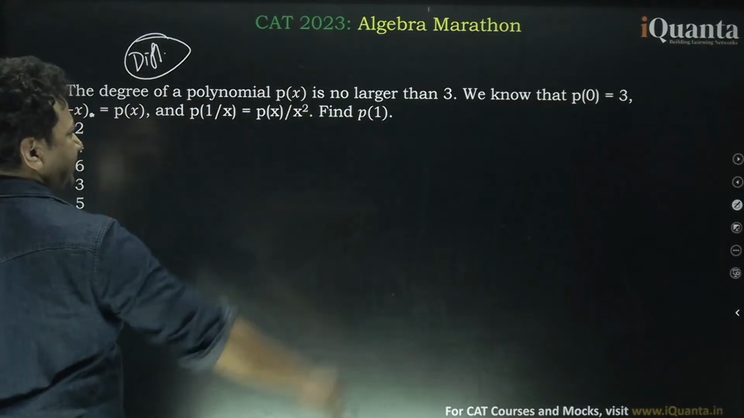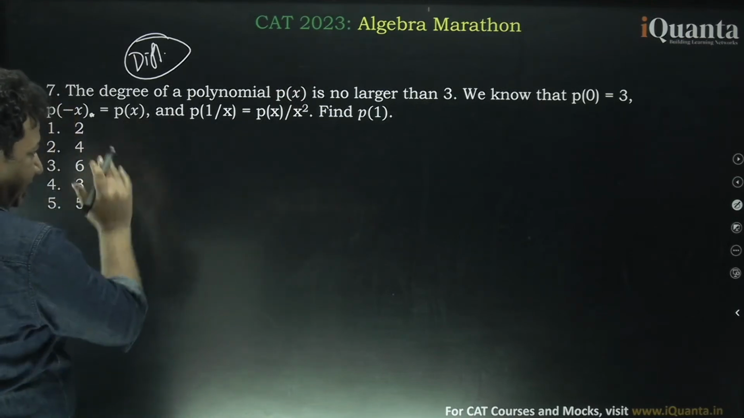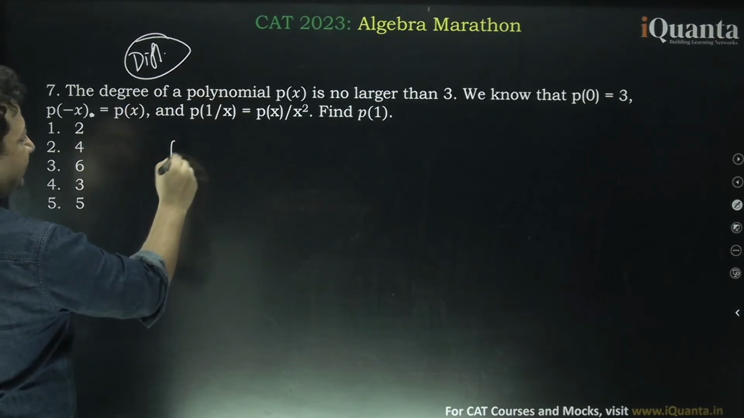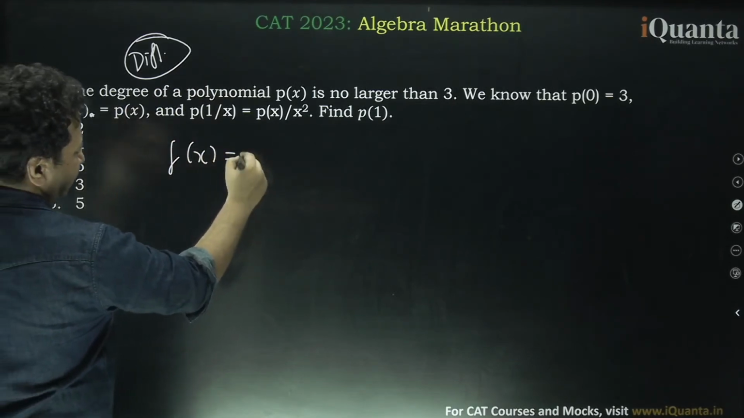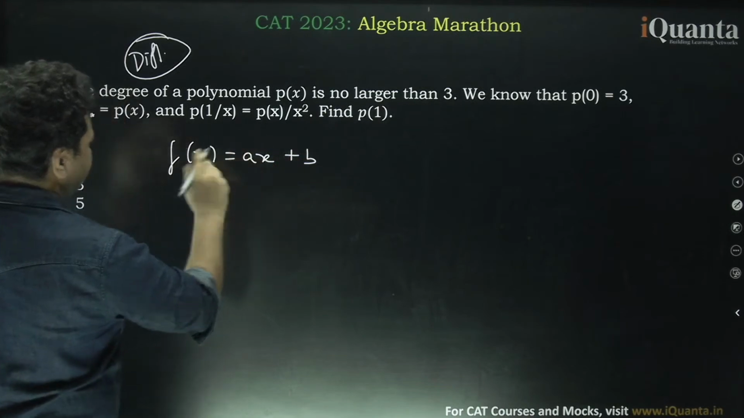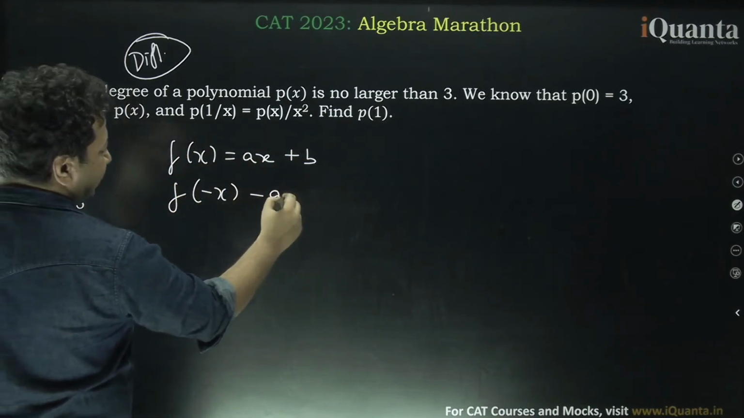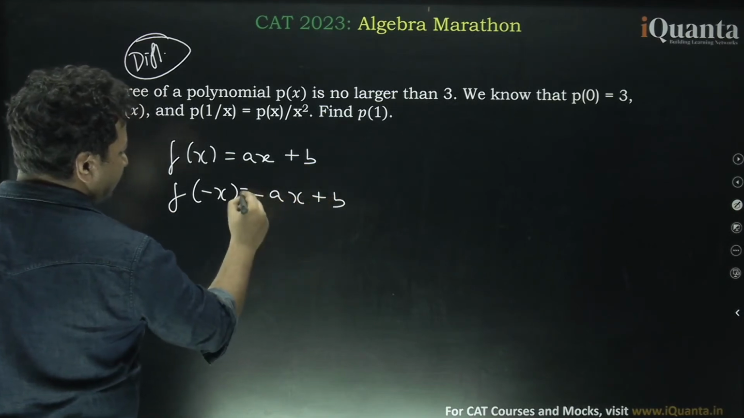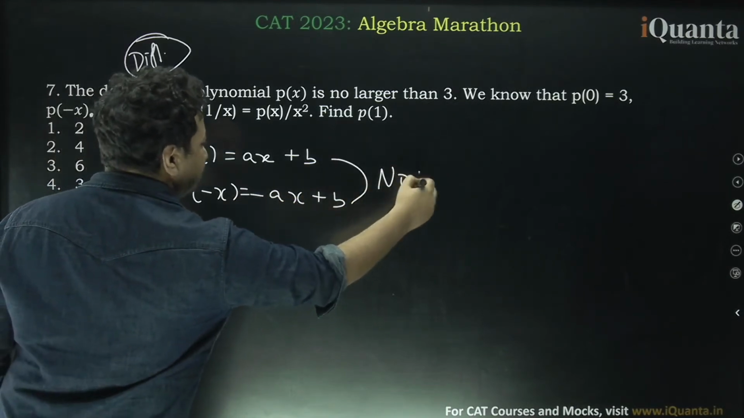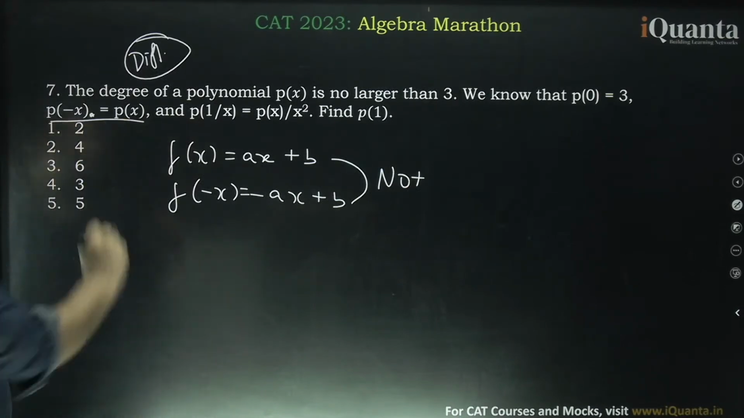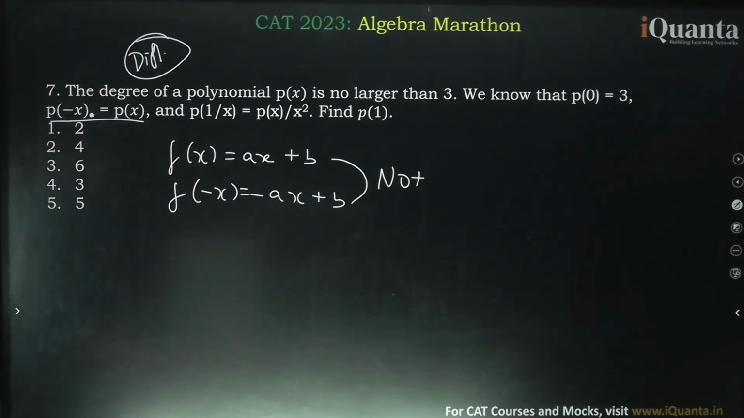Degree is no larger than 3. See, if I take a function like fx is equal to ax plus b, I'm taking the first degree function. Now, if I put f minus x, this will be minus ax plus b, isn't it? They are not equal. So this condition is not satisfied, right?